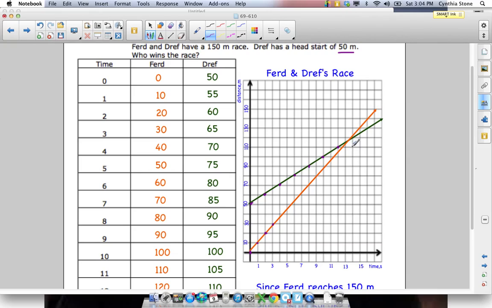Well, here's where all the action is. Obviously, there's something important about that point. If you think about it, what happens? At that point, Ferd, who started way down here at 0, because his rate of change is greater, overtakes Dreff. So this is called the solution. What's happening at this point is this is where Ferd passes Dreff. Excuse my messy writing.